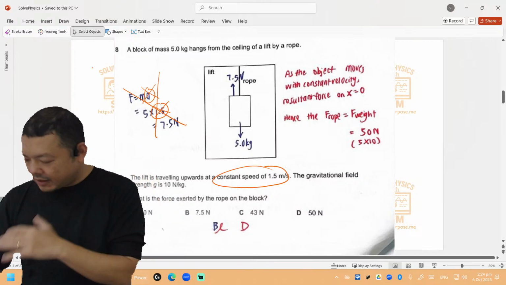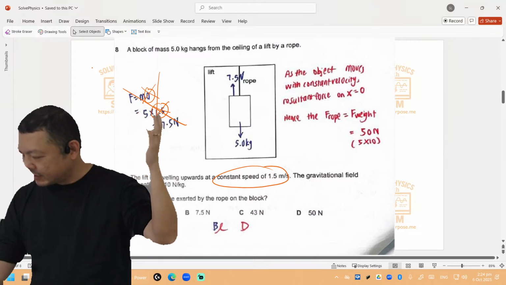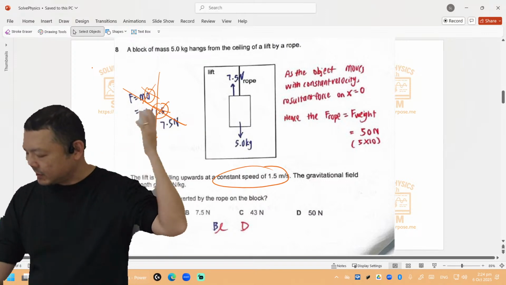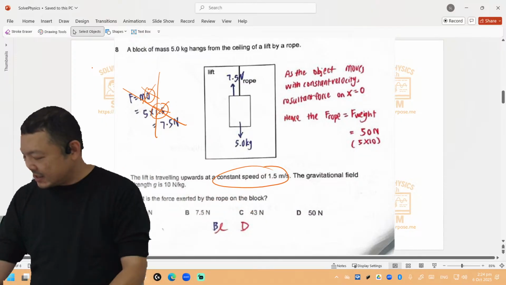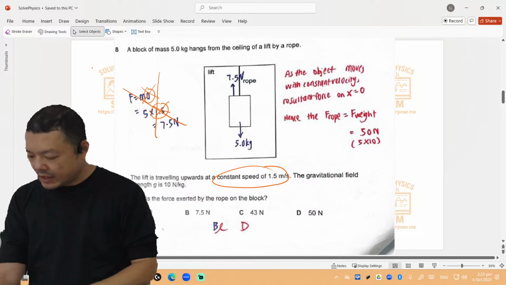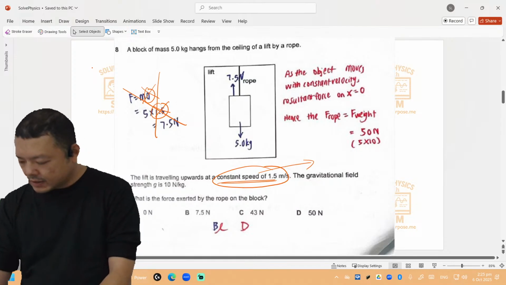So tell yourself, never ever try to force the velocity to be acceleration, especially if acceleration is something else. Okay? And the trick to understanding this question is this thing here. If you take your paper, can you highlight constant speed? Constant speed means what? What's the acceleration?